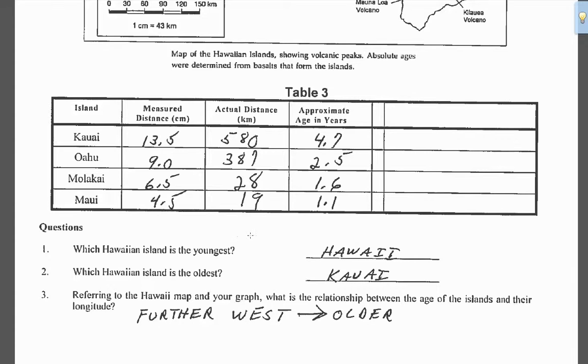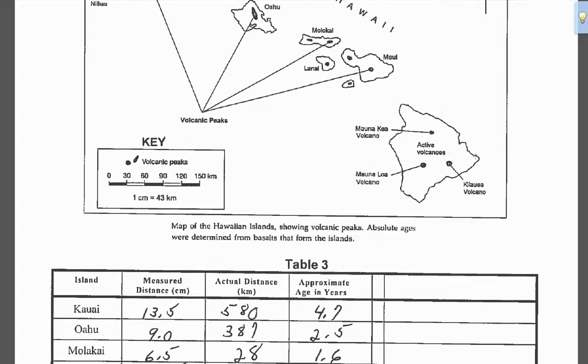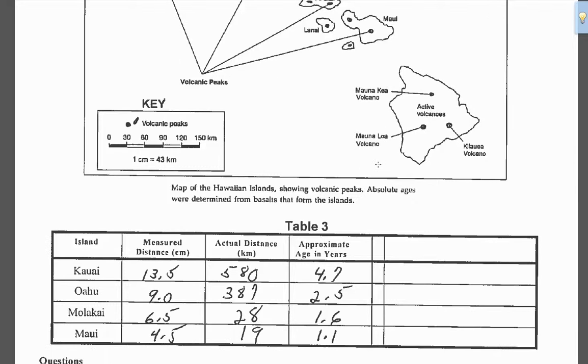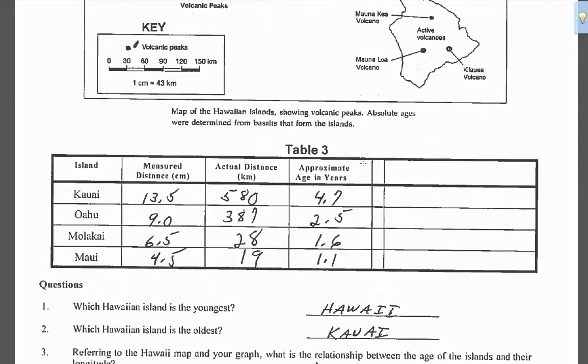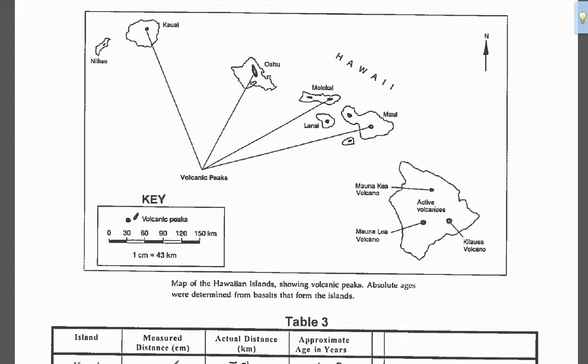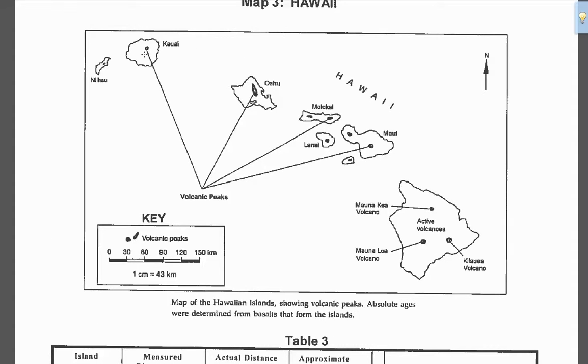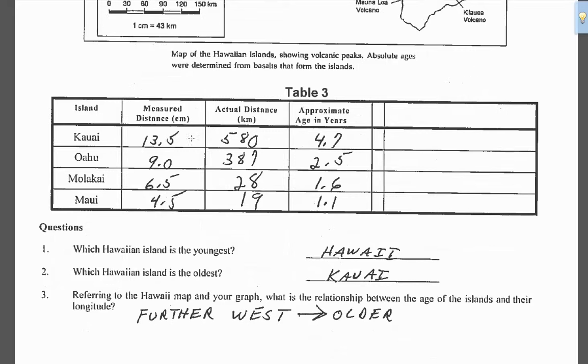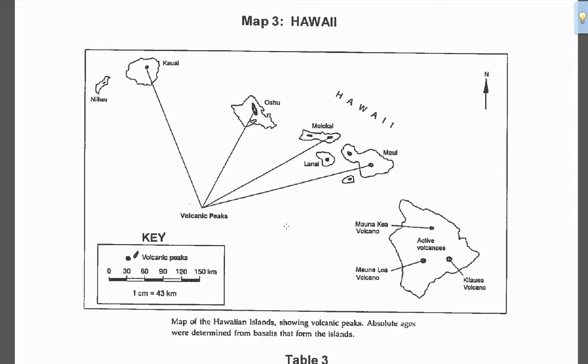Which island, Hawaii Island, is the youngest? And we know the hot spot's right here. And so that is the island of Hawaii. Well, the hot spot's here, where the active volcanoes are, and the oldest would be the one that's farthest away, and it's Kauai. Referring to the map and your graph, what's the relationship between the age of islands and their longitude? From your graph, the further west you get in longitude, the islands get older, because we know the Pacific plate is moving to the north and to the west, because this is the hot spot.